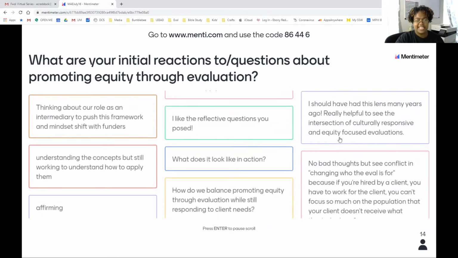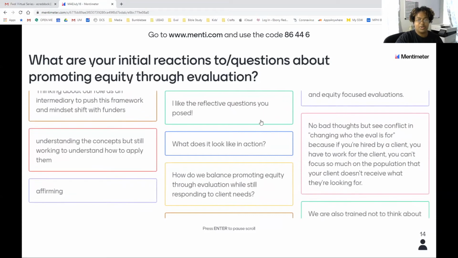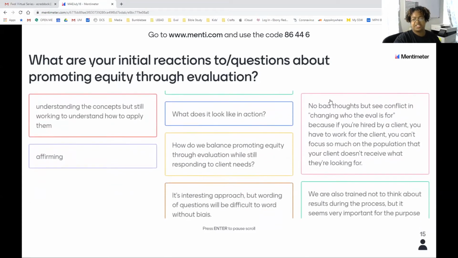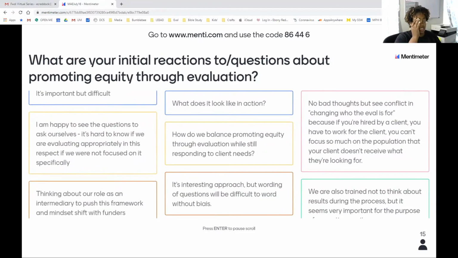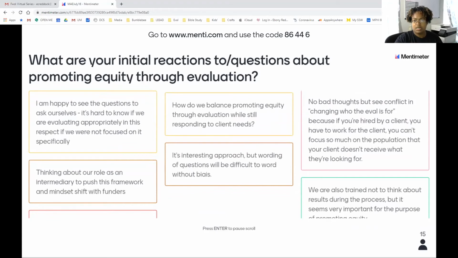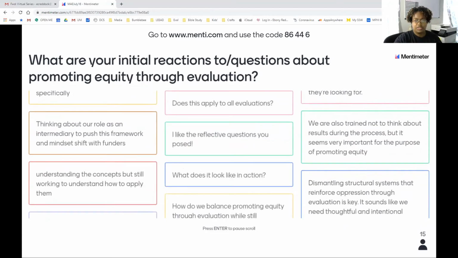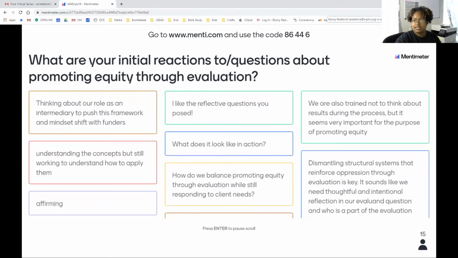What does it look like in action? That's actually a good segue. So I'm going to use that to transition to the next part of the presentation. I encourage you to keep this rolling, so if you're interested, keep looking at those.